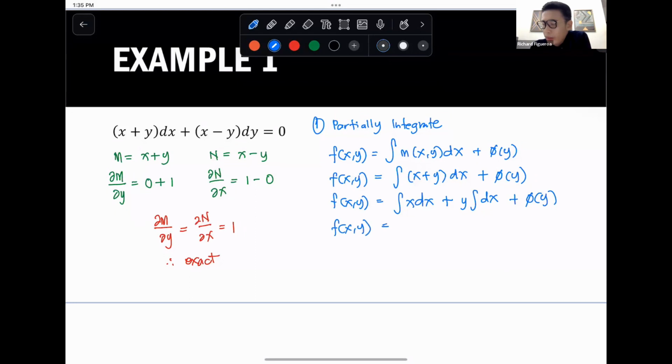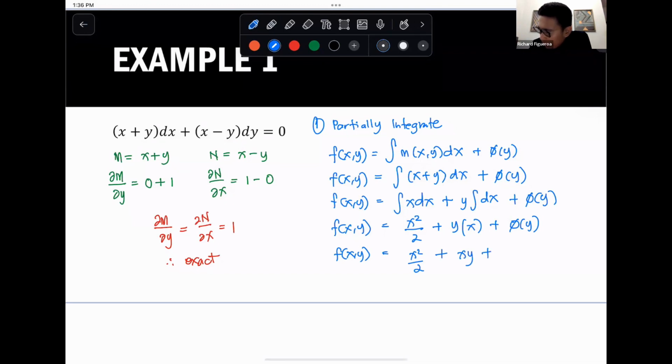So f of xy then will be, what's the integral of x dx? Power rule, x squared all over 2. Tapos dito naman, since constant lang yan, I'm going to write the constant. And then what's the integral of dx? It's x. Very good. Then plus p of y. Then short, yun na yun. So i-rearrange ko lang: x squared all over 2 plus xy plus p of y. So that's our first step.